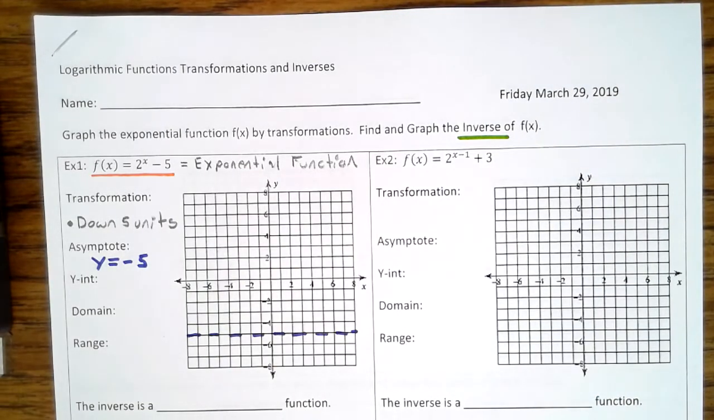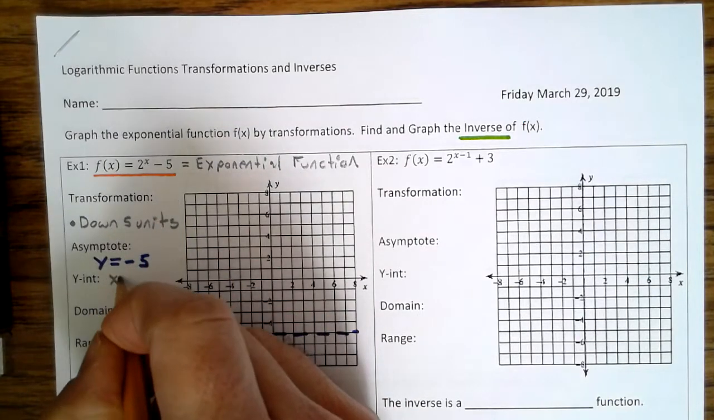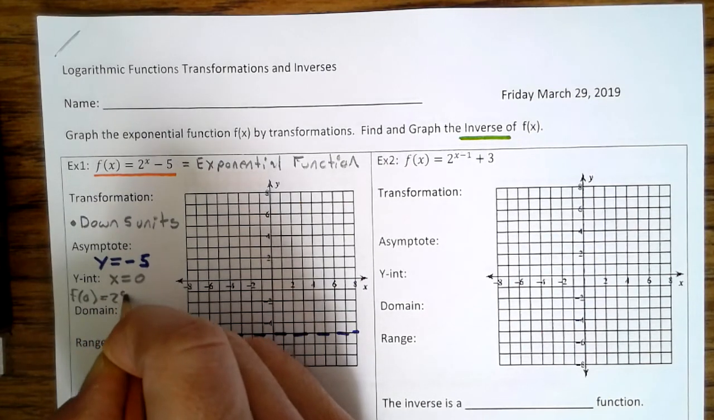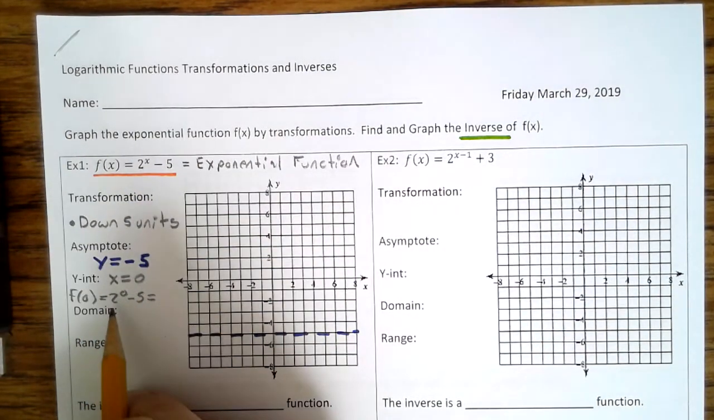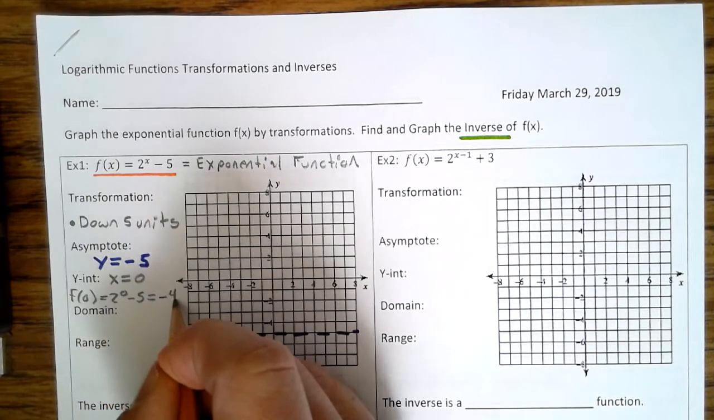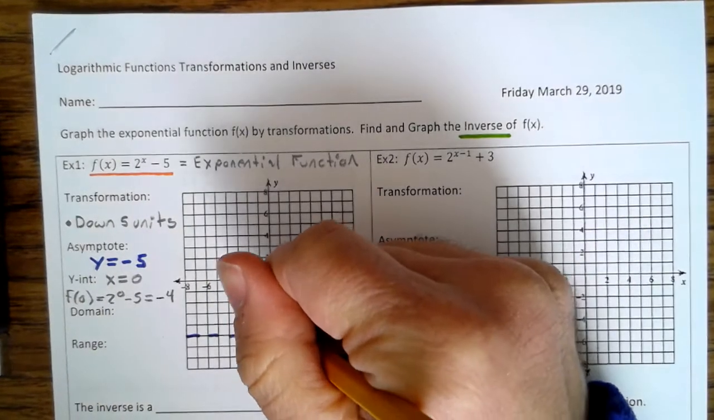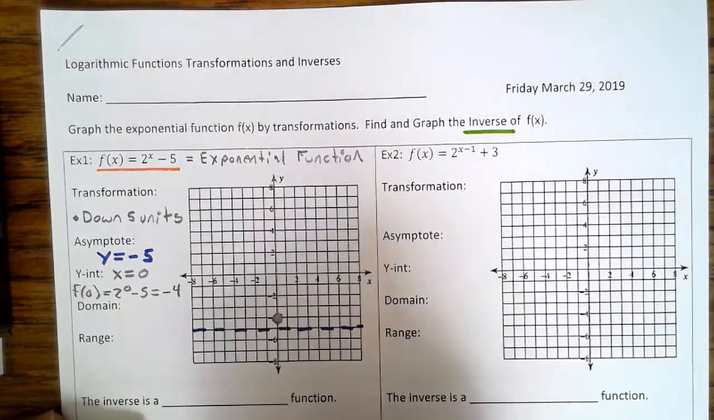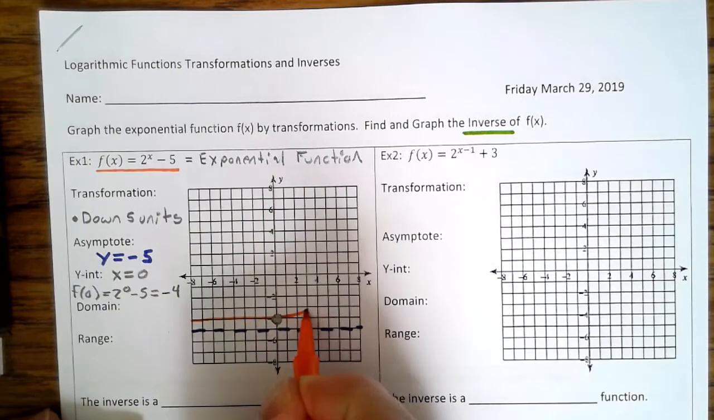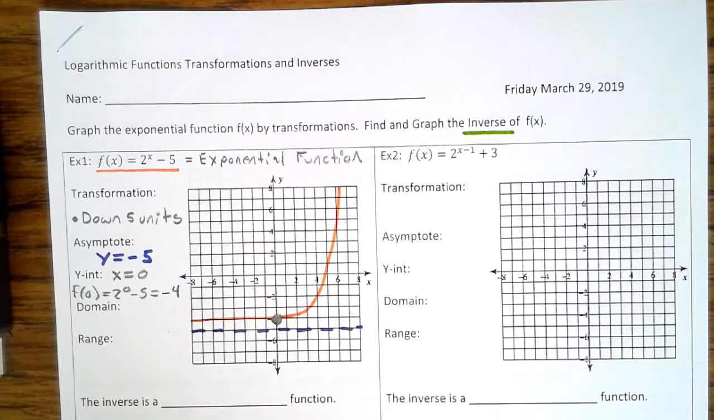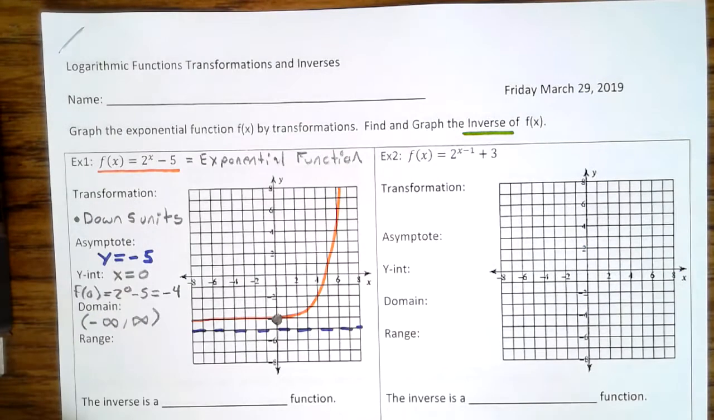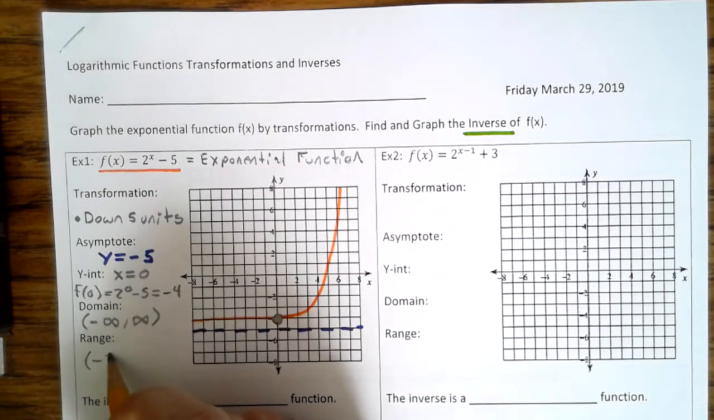Now, the y-intercept for the exponential function here is when x equals 0, so f of 0 equals 2 to the 0 power minus 5. Well, 2 to the 0 power is 1, minus 5 is negative 4. So your y-intercept is (0, negative 4). Now, you know with an exponential function that the curve lies like so. Now, the domain of the exponential function is negative infinity to positive infinity, and the range is negative 5 to infinity.